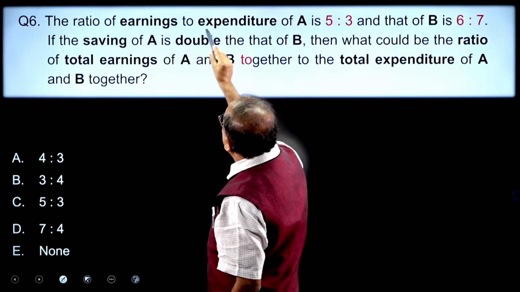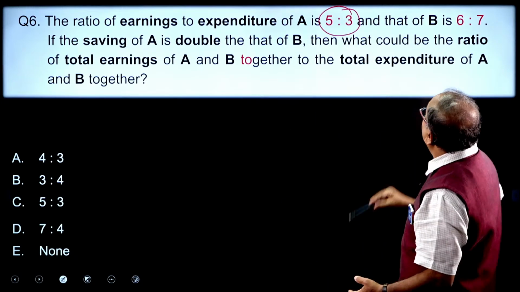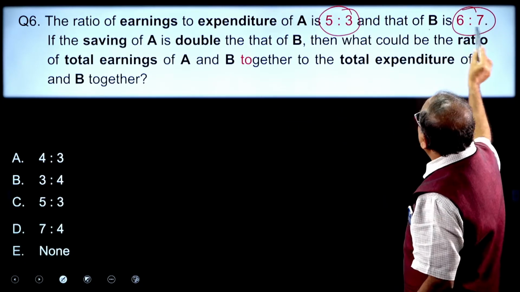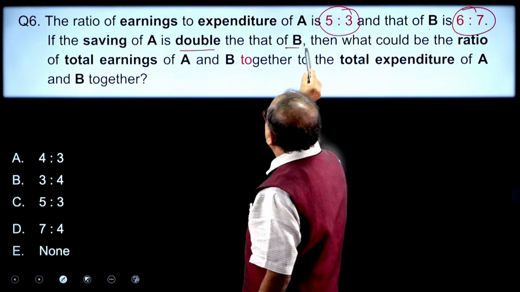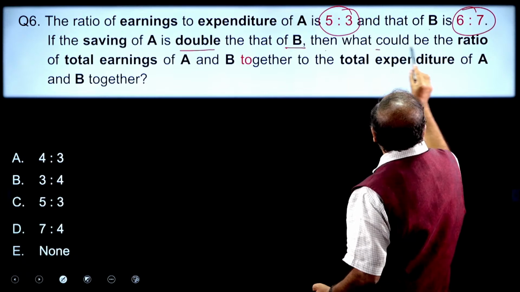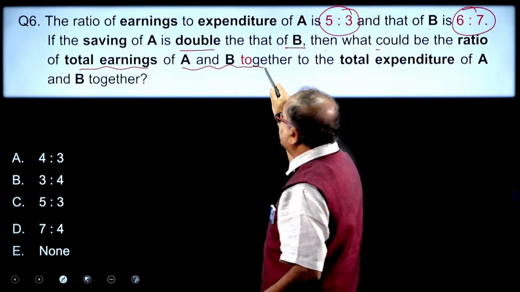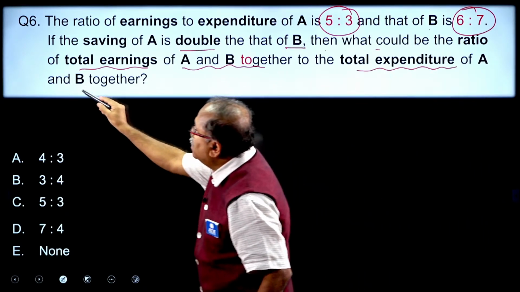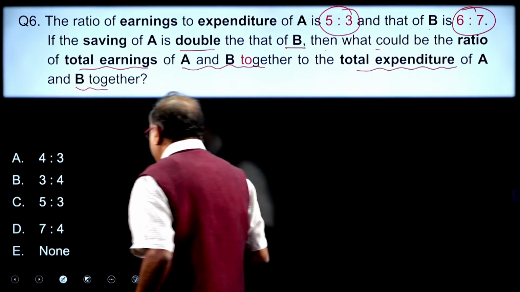The ratio of earning to expenditure of A is 5:3, and of B, income to expenditure, is 6:7. If the saving of A is double that of B, then what could be the ratio of the total earning of A and B together to the total expenditure of A and B together? Let me give you a start here.